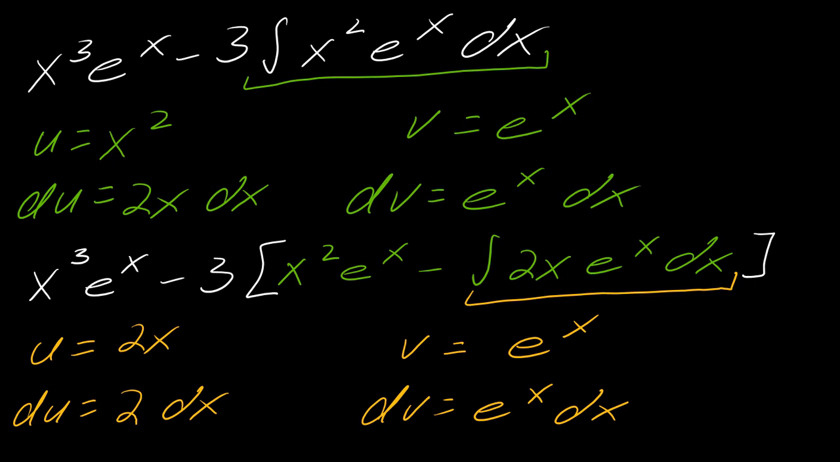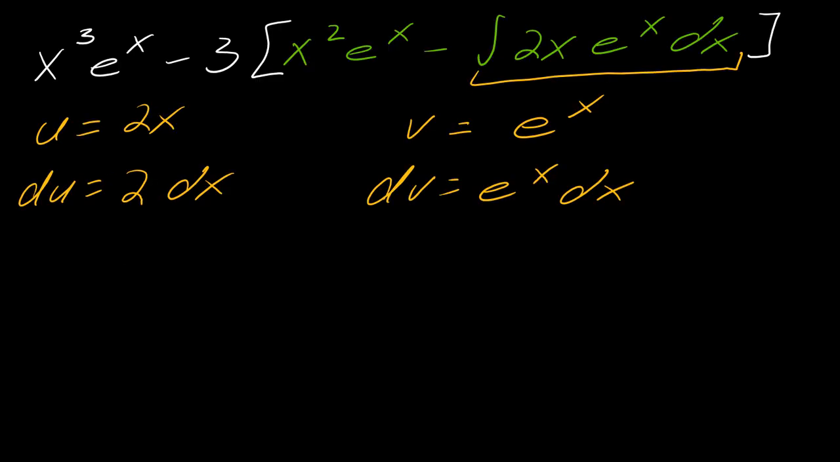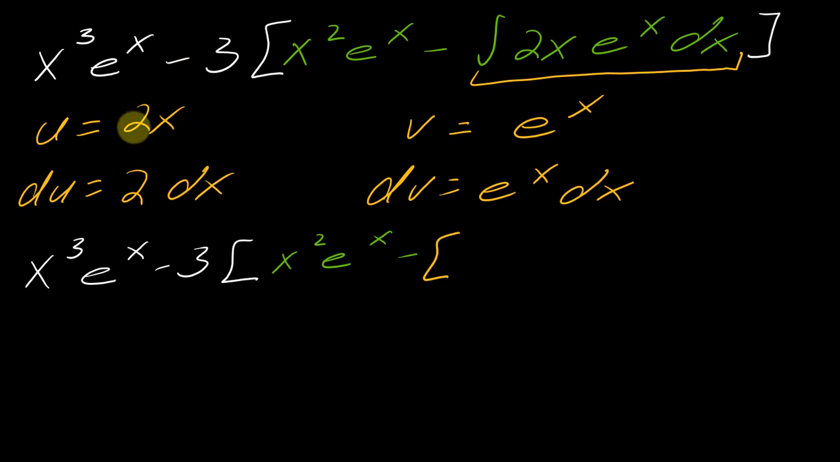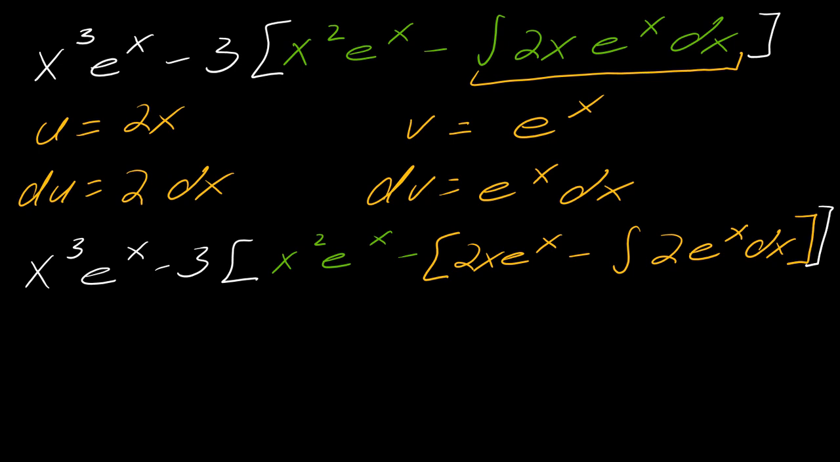Okay, so we'll make space again. And so now, still got this x cubed e to the x minus 3, and then we had this version of integration by parts, and now I've got this new version of integration by parts, so I'm going to put up another set of parentheses. So now I've got to do it again. uv, 2x e to the x minus v du. So this would be minus 2 e to the x dx. Okay. Whew. All right, and now we're good.